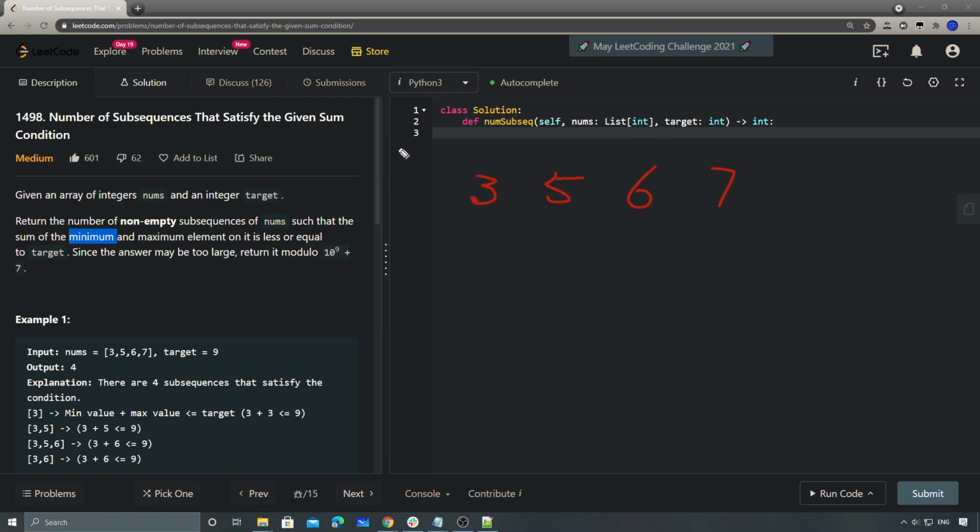Let's say we have left and right pointers. At the beginning, left is equal to 0, and right equals n minus 1. So this is left, and this is right. Basically, we can use this kind of two pointers. First we sort the array. Whenever the left one plus the right one is greater than the target, then we need to move the right pointer to the left. So now the right pointer is here.